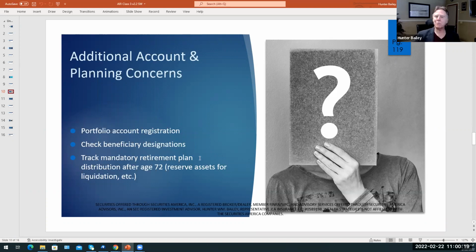Track the mandatory distribution. We all know that it used to be 70.5. Now it's been moved up to 72. Some of you might want to, if you're under that age, start drawing now to let some air out of the tire, or instead of just drawing it out, maybe convert to a Roth. That sounds like a pretty cool concept.